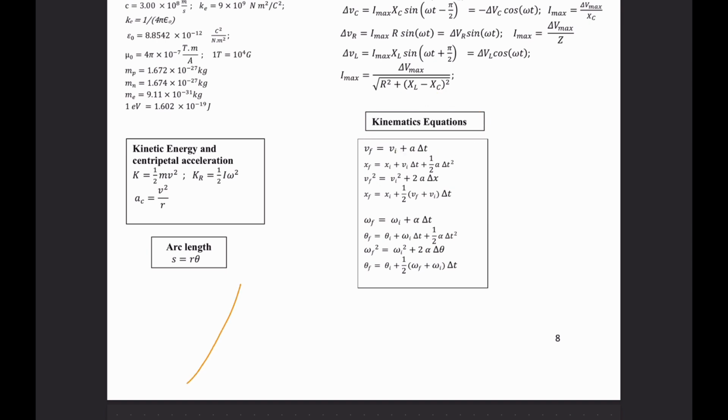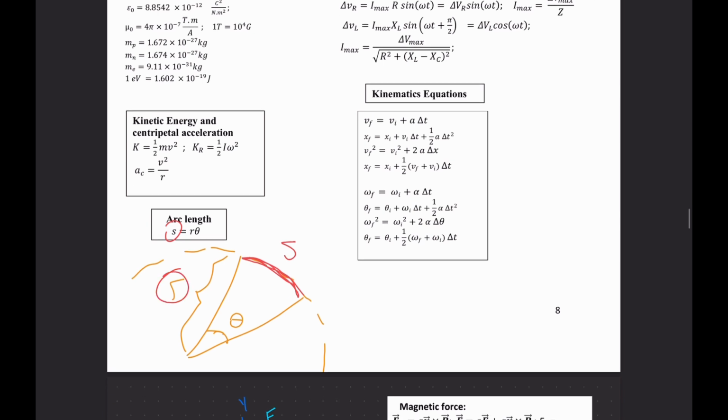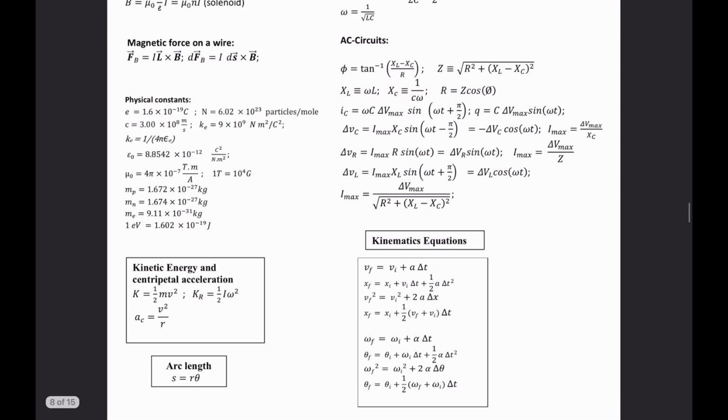Arc length, like I said, here, if you have some little portion of a circle, and here you have the angle theta, and here you have the radius of the circle r, arc length, s, is literally the distance over here. This distance s, you can calculate it by doing r times theta. Very simple. You might not even need to use this, but very useful if you are dealing with something going in a circle.